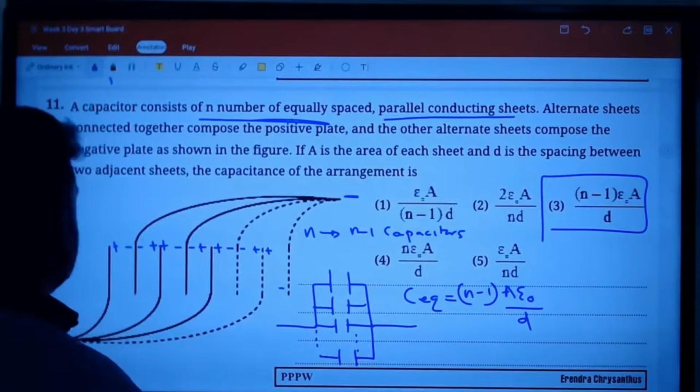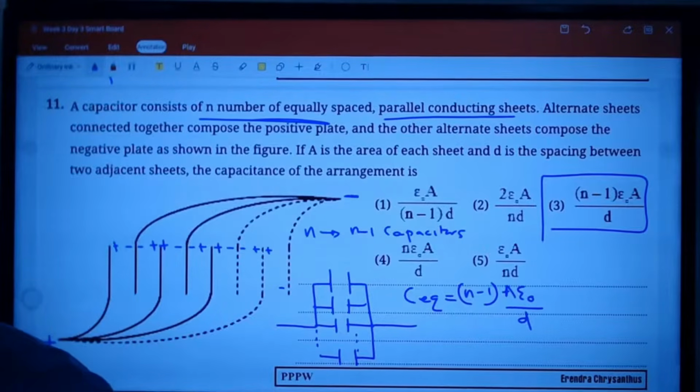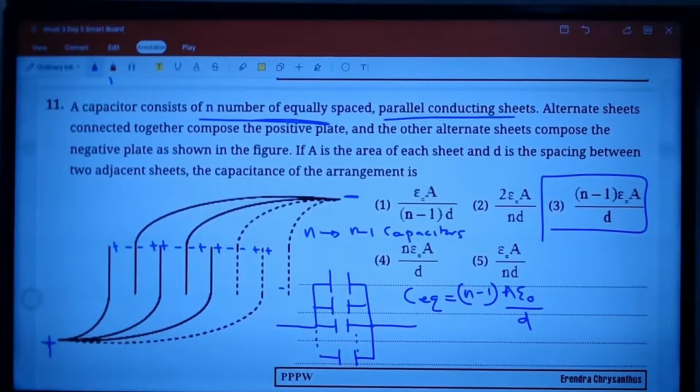When n plates are connected, there will be n minus 1 number of capacitors.